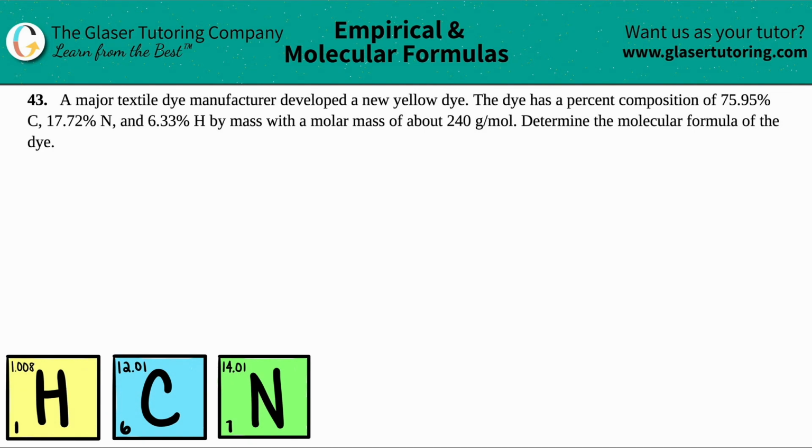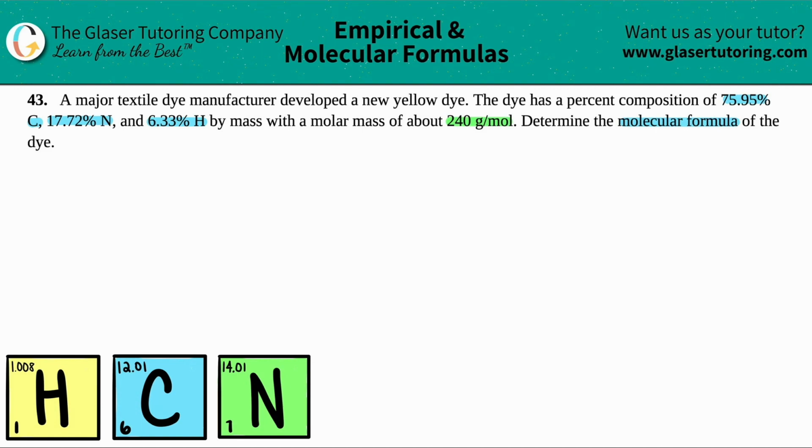Number 43. A major textile dye manufacturer developed a new yellow dye. Exciting! The dye had a percent composition of 75.95% carbon, 17.72% nitrogen, and 6.33% hydrogen by mass, with the molar mass of about 240 grams per mole. Determine the molecular formula of the dye.